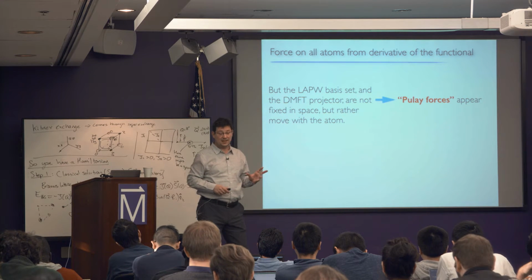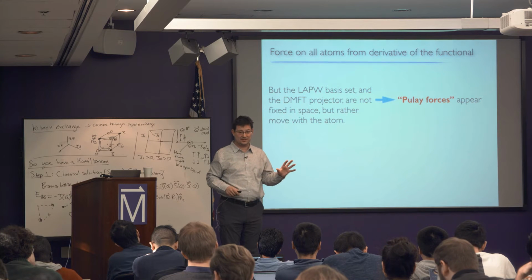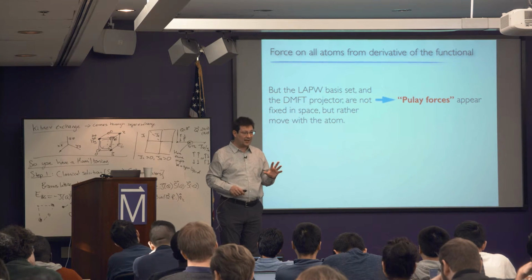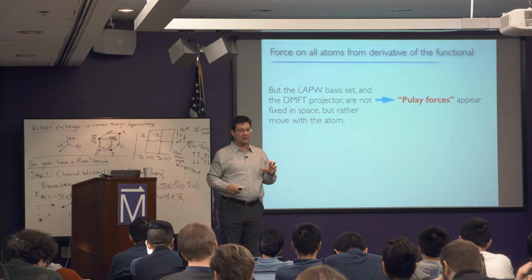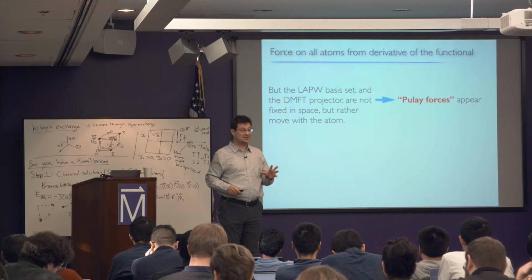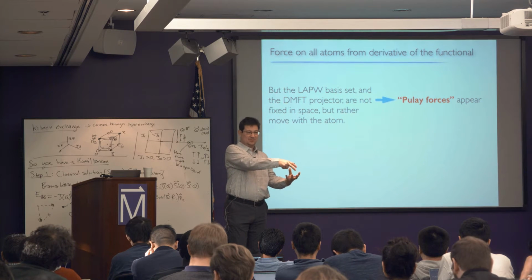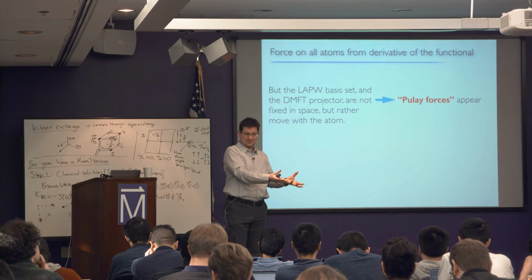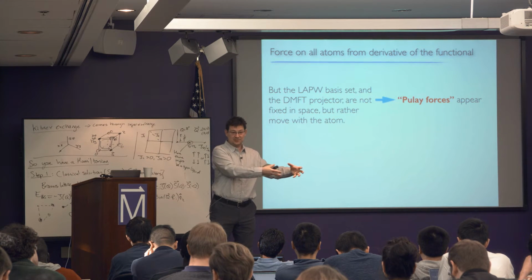That's an extra contribution to the force, and it's not small. It's actually large. And now you can ask, is there any way that I can get rid of this force altogether? The Pulay force. Can I have a way of implementing DMFT in which the Pulay force would vanish? And my answer is no, you can't. Why? Because you always need a projector to localized orbitals. These localized orbitals will always move with an atom. Okay? So the projector moves with an atom.